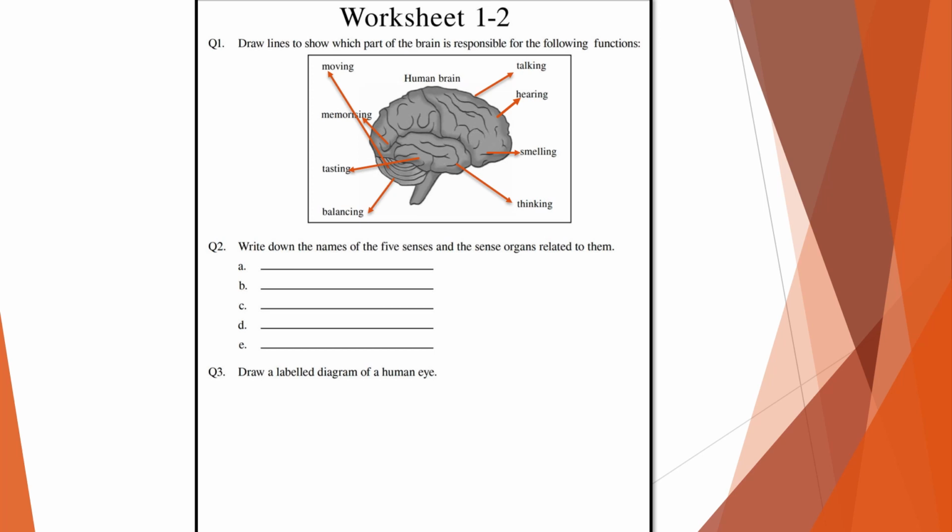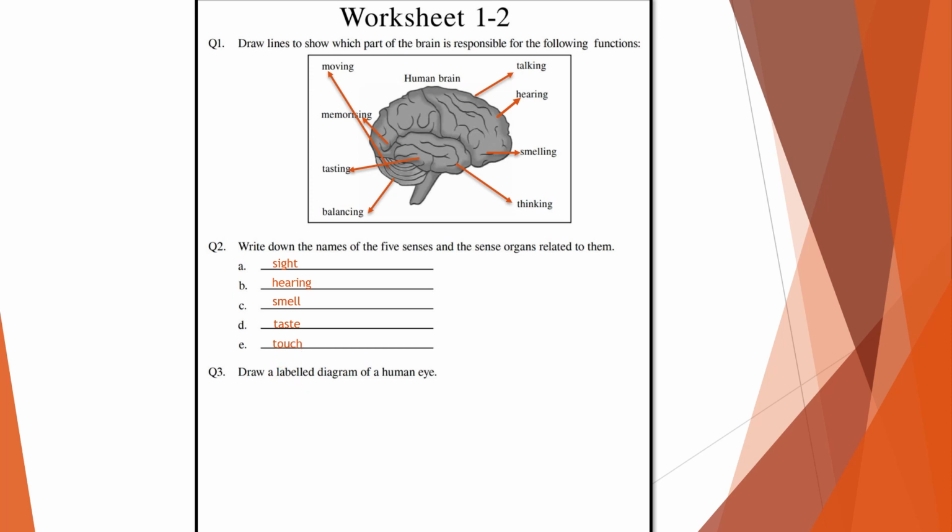Your question number 2 is, write down the names of the 5 senses and the sense organs related to them. So write down the names of the 5 senses first. We have 5 senses that are sense of sight, sense of hearing, sense of smell, sense of taste, and sense of touch.